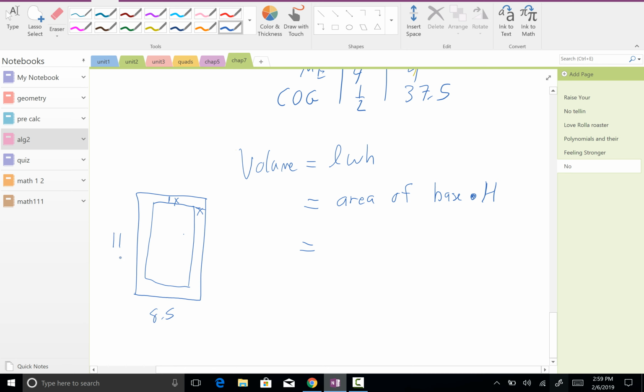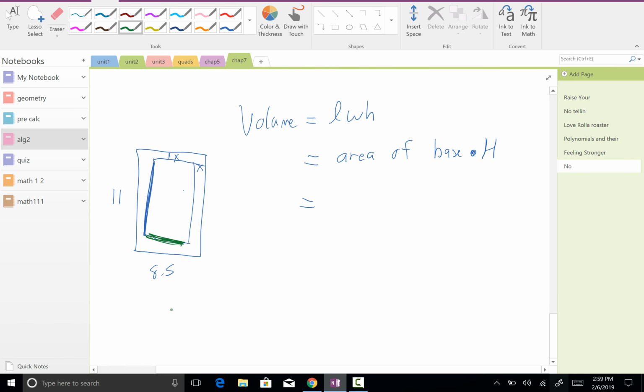So what we're going to do is find either the length and the width or the area of the base. The base is a rectangle, so I need to find this distance, and I need to find this distance. So let's look at the distance down here in green first. That would be 8.5, right? But we folded up x on each side.